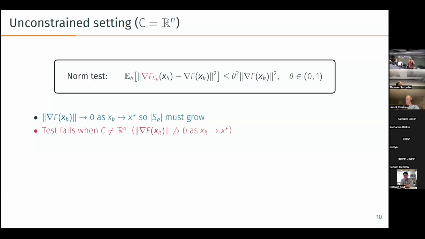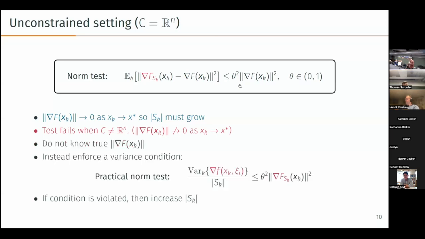However, I want to point out that this test will fail, and it's remained open for quite a while to figure out how to generalize it to the constrained setting. But I'll show you how to fix it in the next slide. It will fail if you have constraints. And the reason it will fail is because you typically converge to a boundary of your constraint set, and therefore the right-hand side gradient of f in this test will not go to 0.